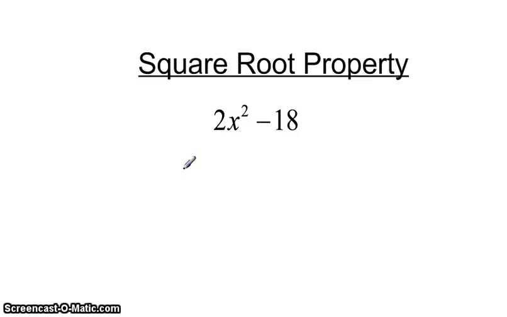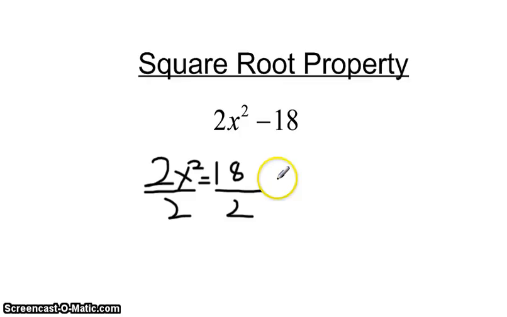Our first equation is 2x squared minus 18, and we're going to solve it like this. We're going to move the 18 across the equal sign, like so. And then after that, we are going to divide this by 2. And that will make this x squared equals 9.